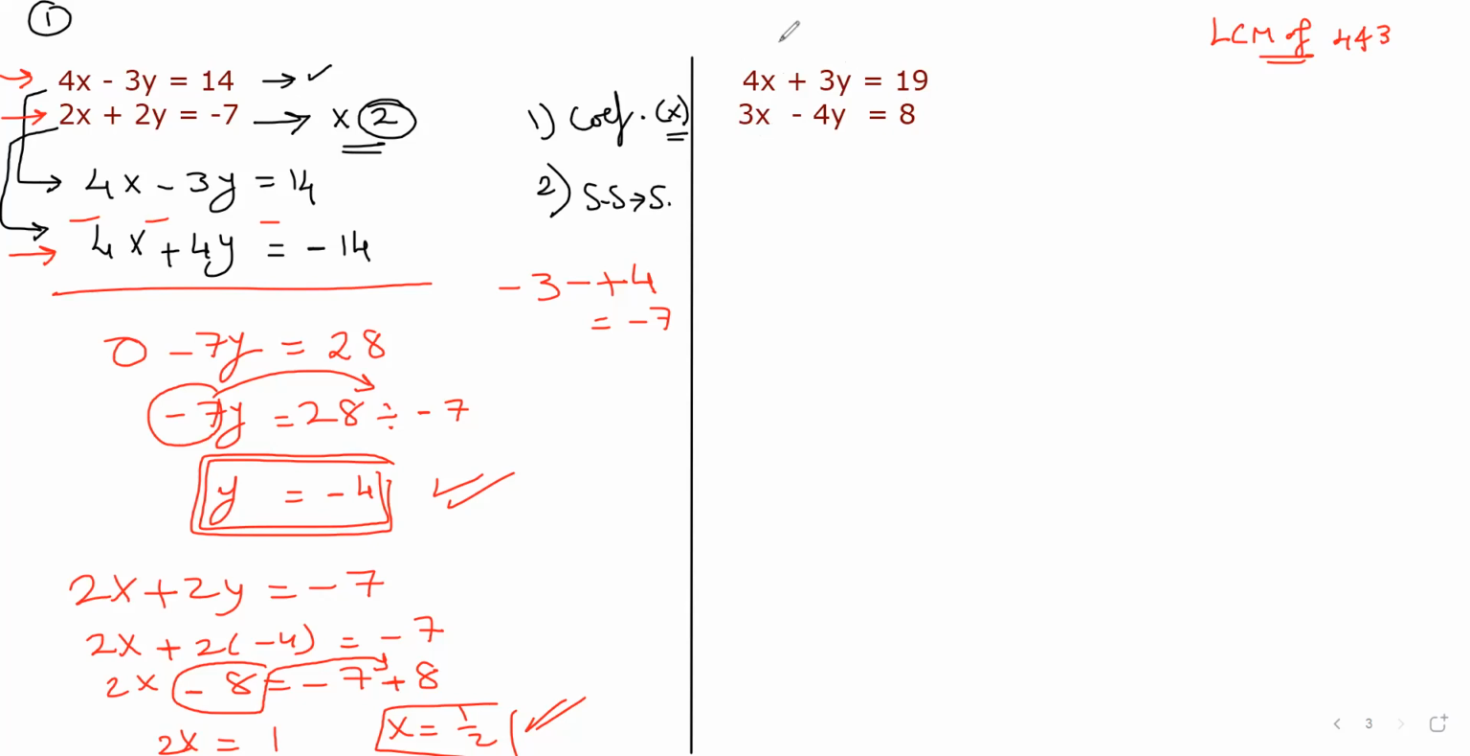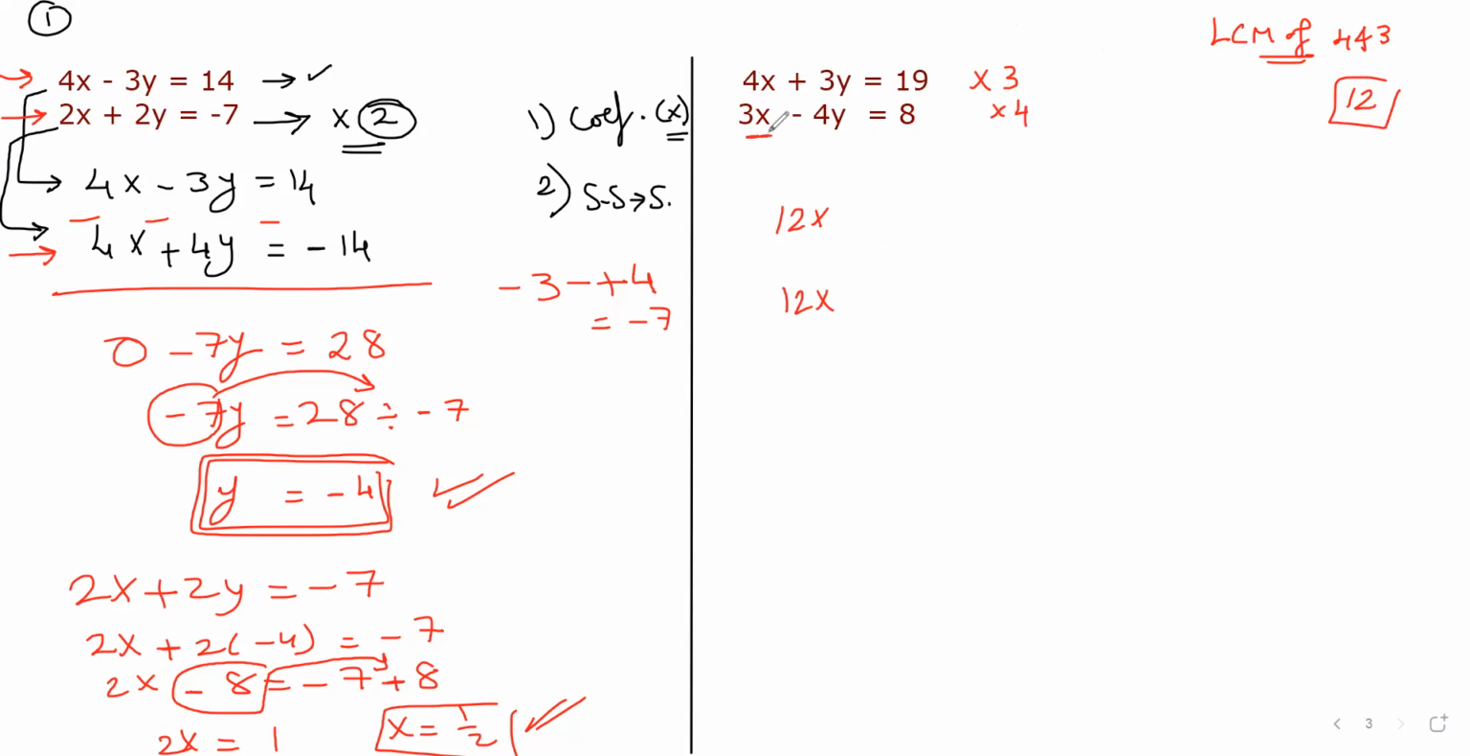I'm thinking of eliminating the x, so I'm going to think of 4 and 3. LCM of 4 and 3 is 12. This is the lowest common multiple of 4 and 3. I want to change the 4 into 12. I want to change the 3 into 12. To get 12x, similar coefficients, how to change the 4 into 12? By multiplying the equation by 3. How to change the 3 into 12? By multiplying the equation by 4.